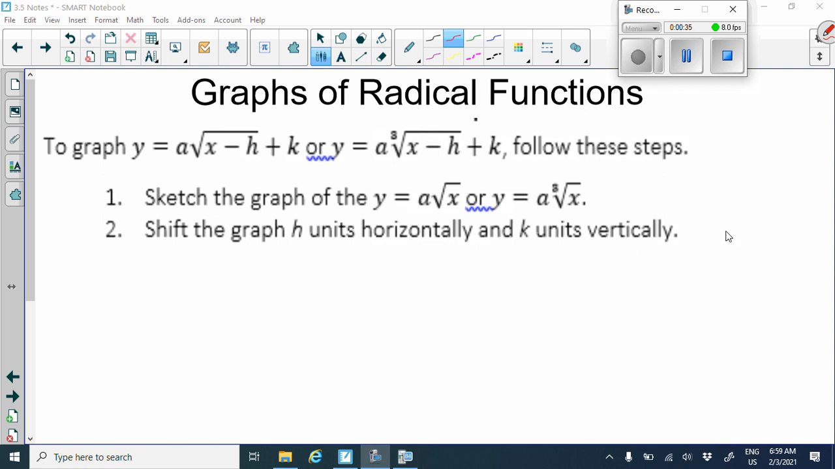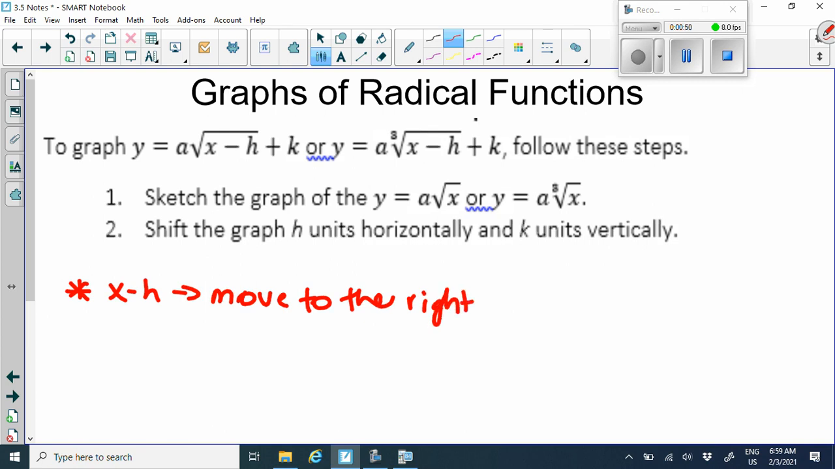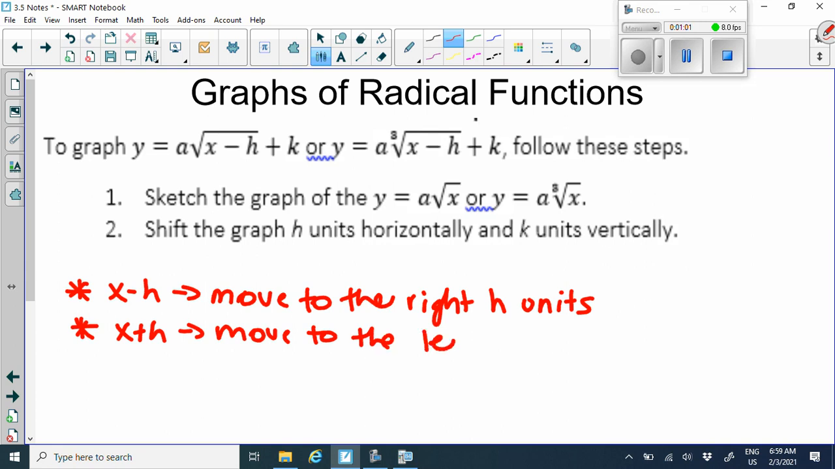So remember, when we talked about transformations, when we have x minus h, that means we are going to move to the right h units. If we have x plus h, remember that means we move to the left h units. We did talk about transformations when we did absolute value, and with quadratics in vertex form, and now once again we're seeing the h and k. So this followed through a lot of different types of functions.